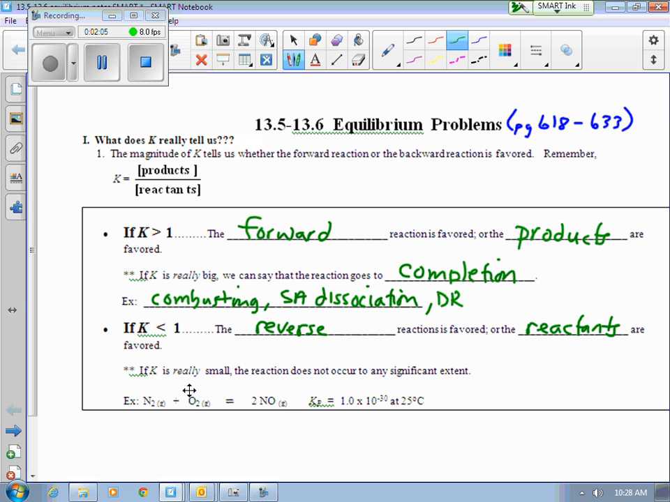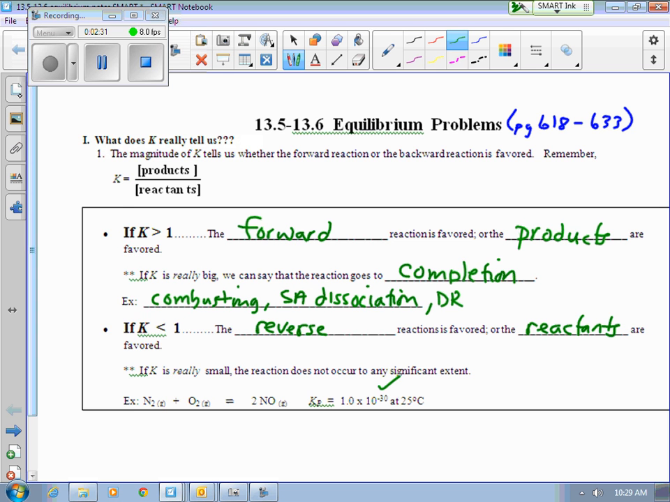So if K is really, really, really small, then the reaction basically doesn't occur because you pretty much have no products and lots of reactants. So let's say if we're looking at this reaction, the K for this is 10 to the minus 30th. That's outrageously small. You would have no measurable products. So we'd say the reaction just doesn't happen. All right, so for most of this unit, we're going to be in this area, but not super small, but pretty small K values.